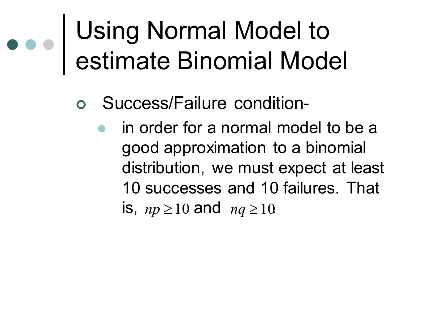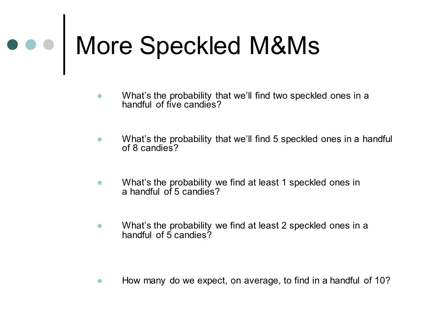So we can often use the normal model to estimate the binomial model. To do that, a certain condition has to be true. We have to expect at least 10 successes and 10 failures. That's np is greater than or equal to 10 and nq is greater than or equal to 10. And we'll worry about that in a little bit.